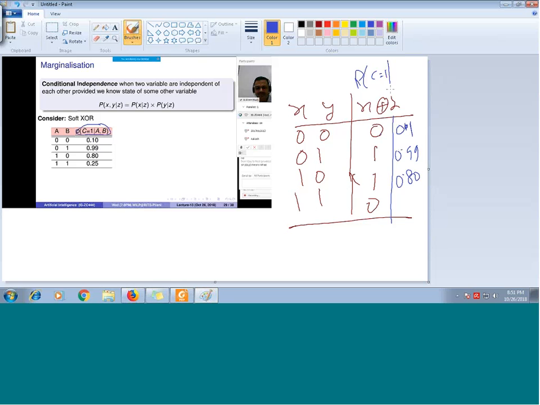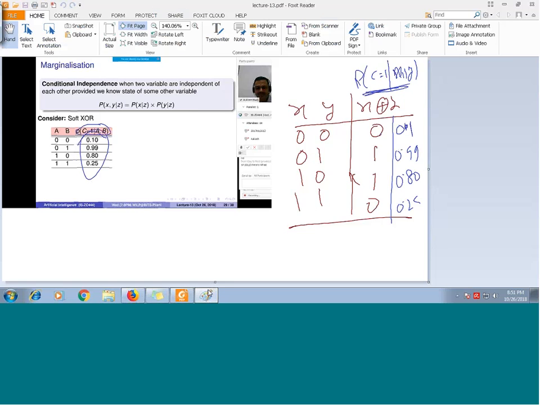The probability of C equal to 1 given A and B is what I am going to talk about. So it should be 0. Therefore, what is the probability of 1? It should be very small, 0.25. You see that these are the probabilities shown over here. Why are these probabilities? Because there is some error.